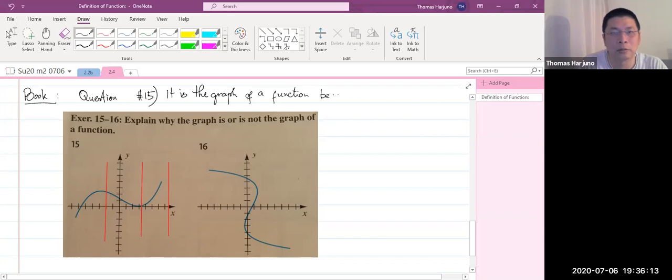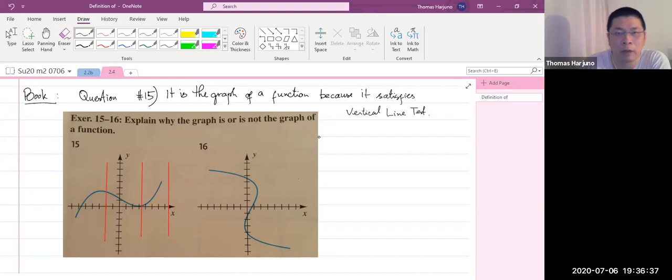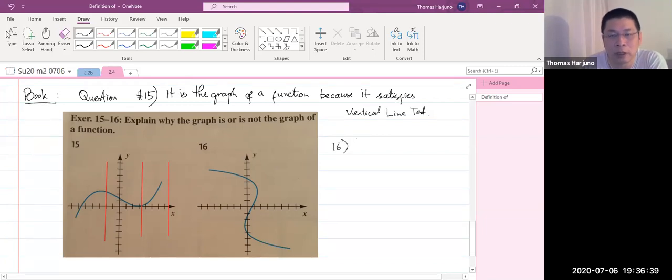Okay, so for number 15, it is the graph of a function because it satisfies the vertical line test. Every vertical line will intersect the graph at most once. Now, number 16, however, is not the graph of a function.